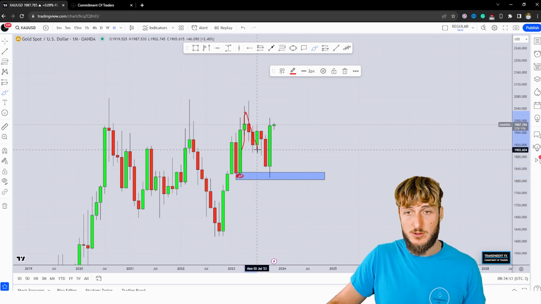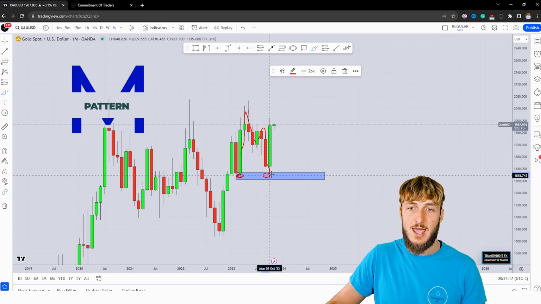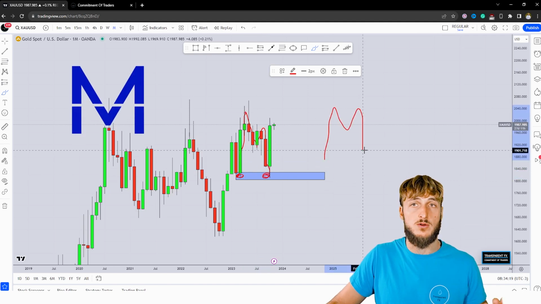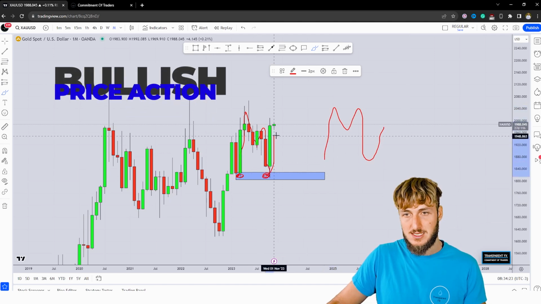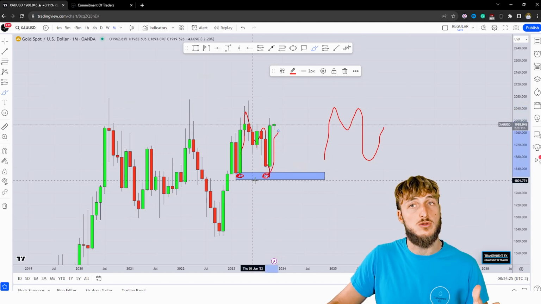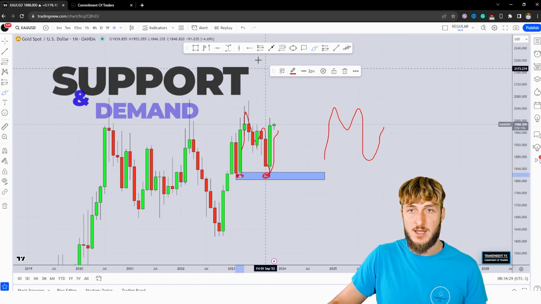The market then retraced back into the area with the creation of an M pattern, and after the creation of an M pattern, what we usually expect is a rejection to the upside, which in fact is exactly what this market gave us, also rejecting, as I just said, that previous monthly demand and support.